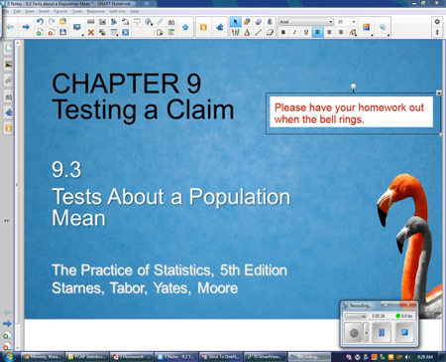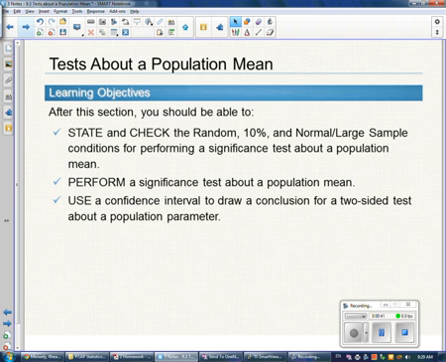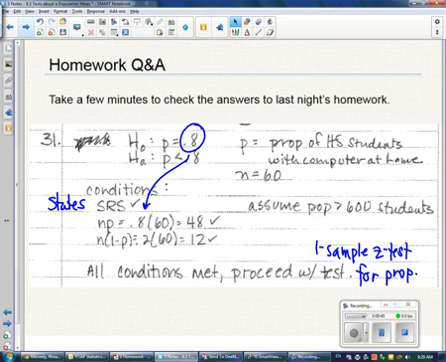Okay, we are going to have a short quiz today on tests about a population proportion, but I want to go through the homework first. So if you could make sure you get that out on your desk, I'm going to go through the answers to the homework first, and hopefully if you did have any other questions left over, they'll be answered during this time. And then we'll start talking about tests about a population mean.